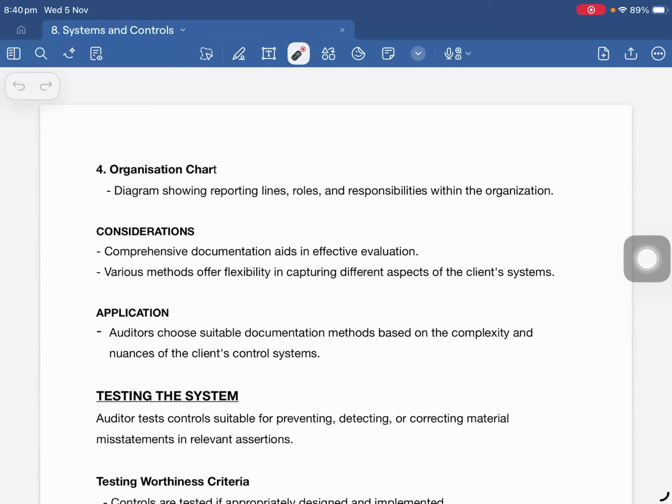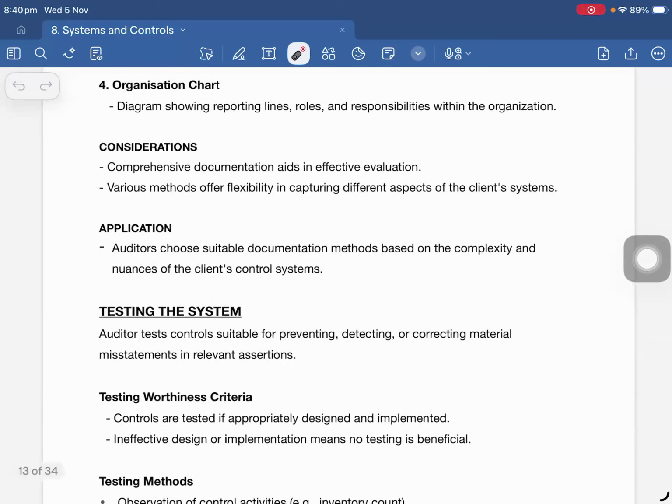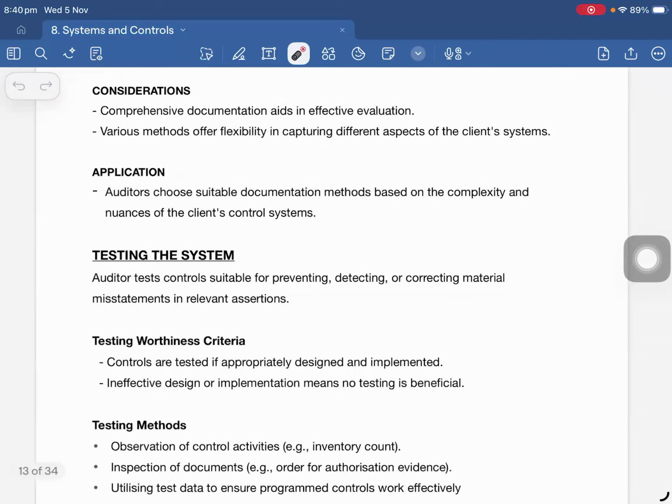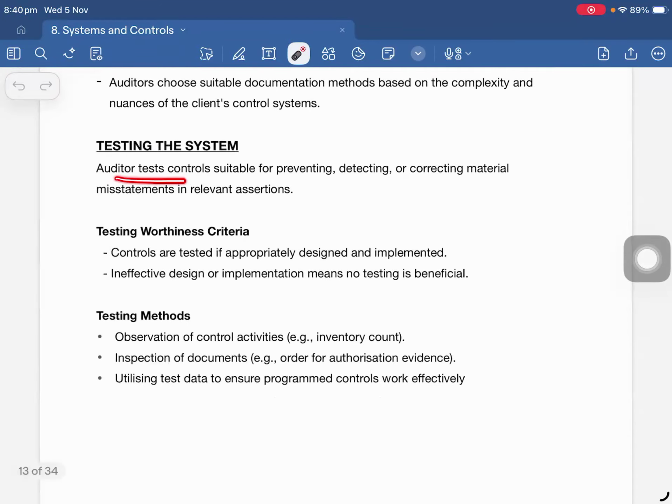This at least you must have in place, because you need to know the client. Now, testing the system. The auditor is going to test the controls in order to see and ensure that these controls are capable of preventing, detecting, and correcting material misstatements at the assertion level. Now we are going to test whether the controls are working.